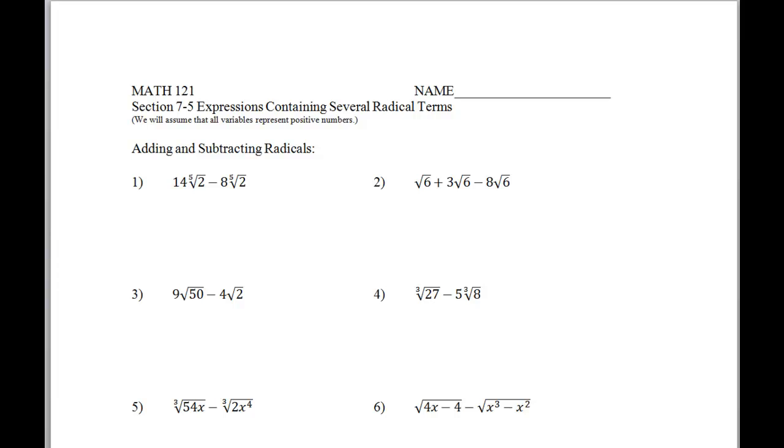We are looking at Section 5 of Chapter 7, expressions containing several radical terms, and we're going to be doing a lot of different things to take care of terms that have more than one radical in them, and in some situations radicals with different indexes. This is going to be the first of 3 parts.